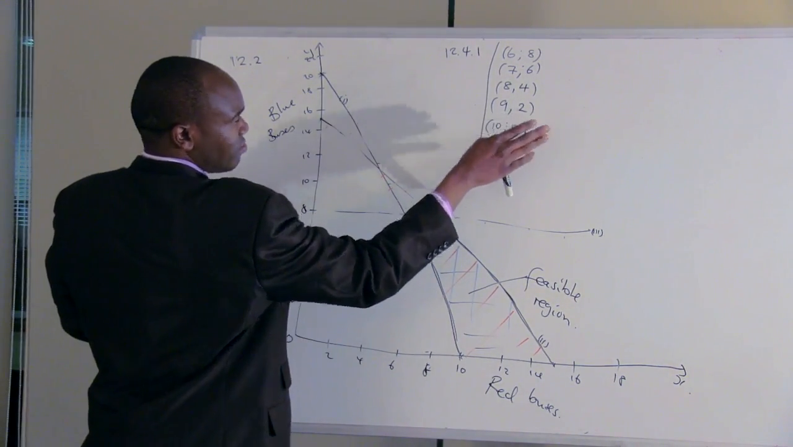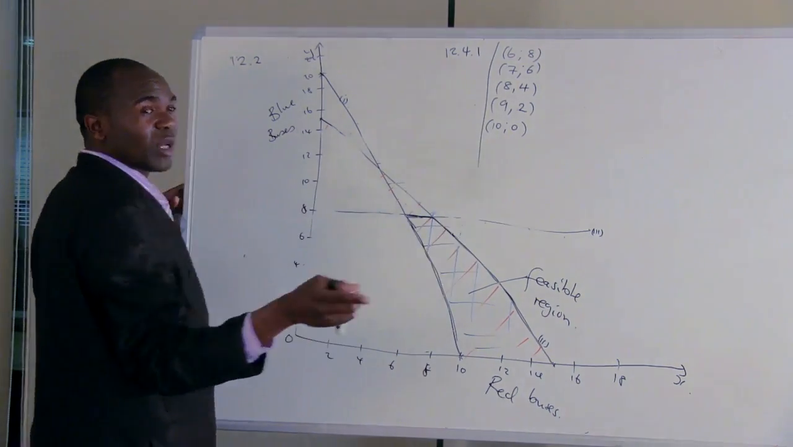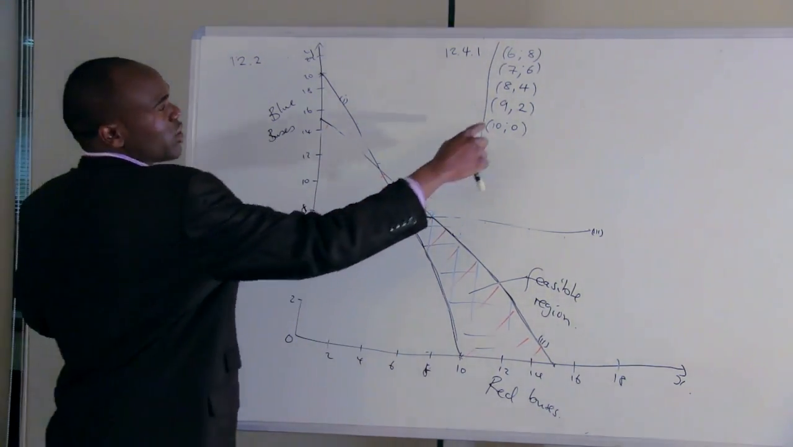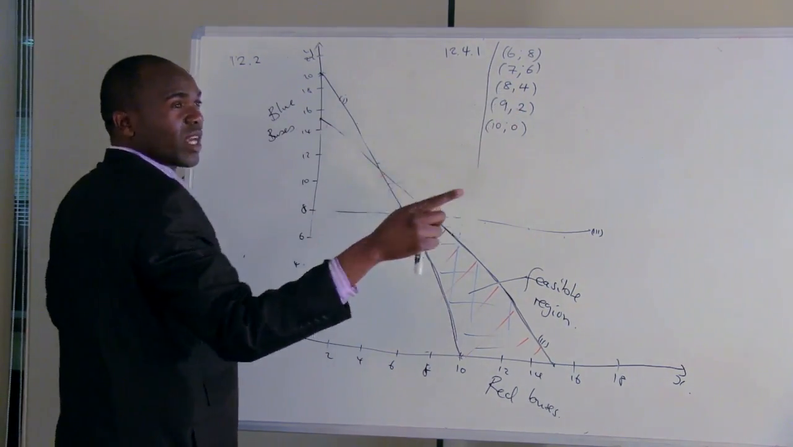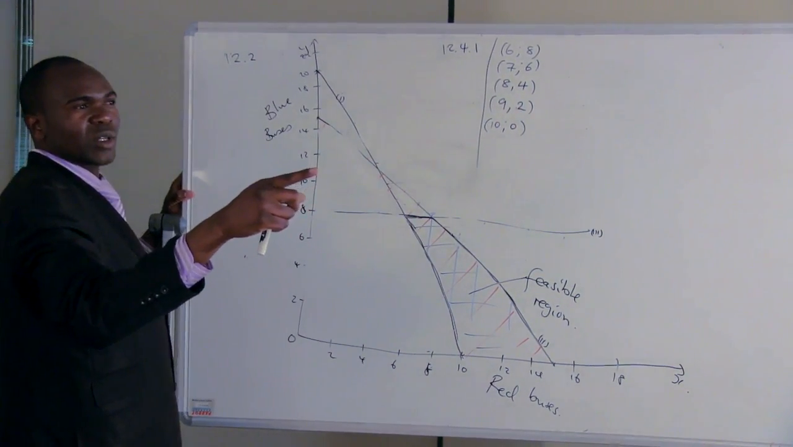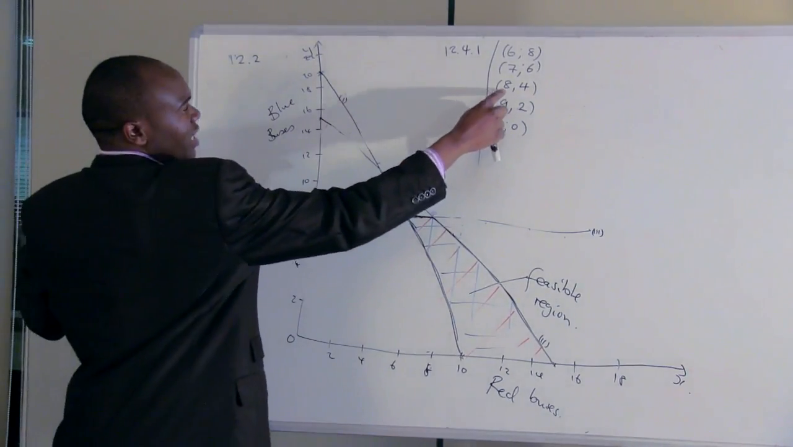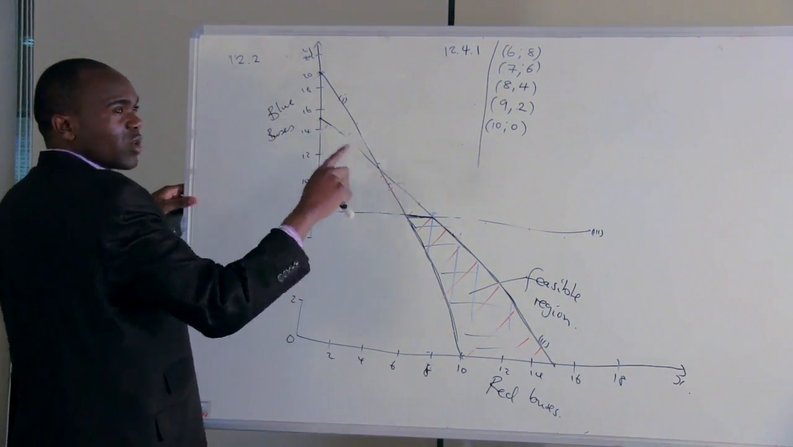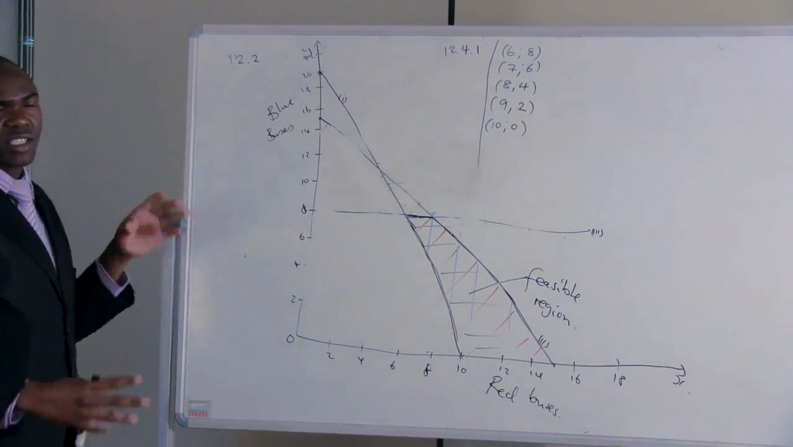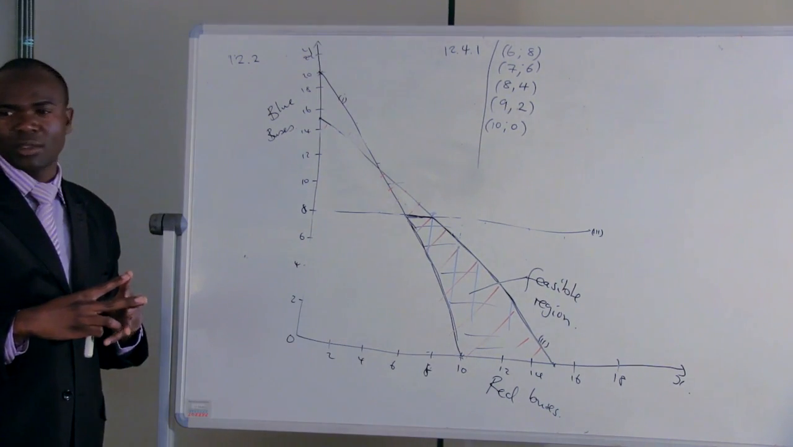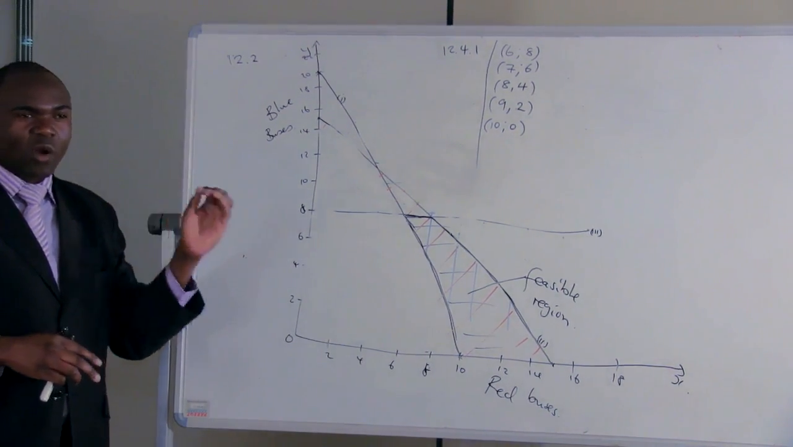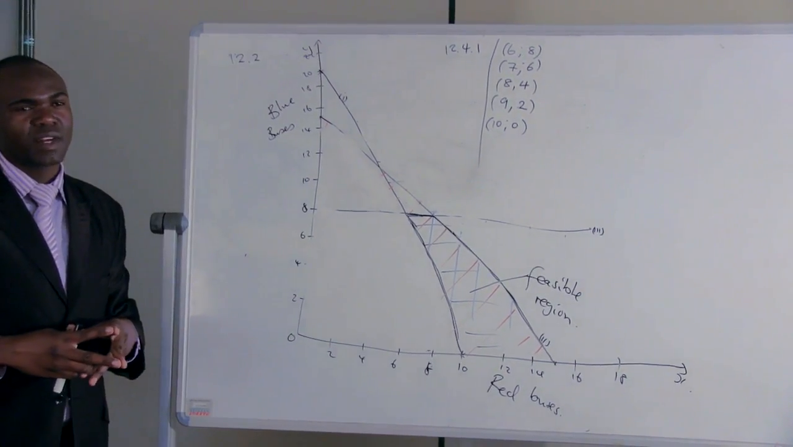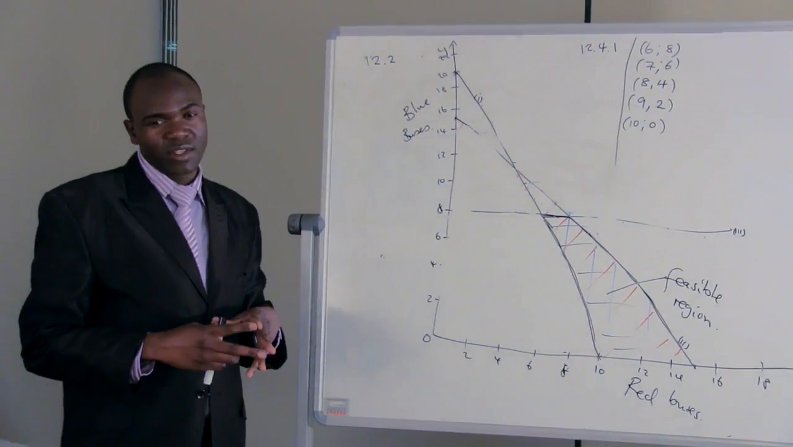9 and 2 is 11, 10 and 0 is 10. But we need 12, so we are going to choose this point. So we're going to have 8 red buses and 4 blue buses, so that we have 12 drivers. That's the whole point of linear programming, because you want to determine how we are going to do this. All right, so that's how we have done it.